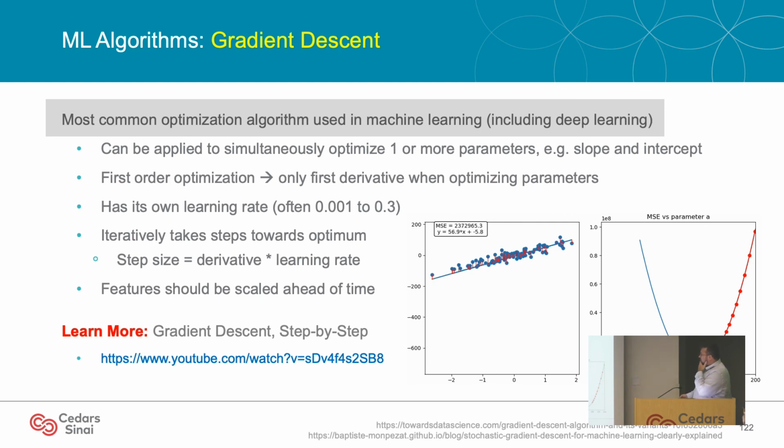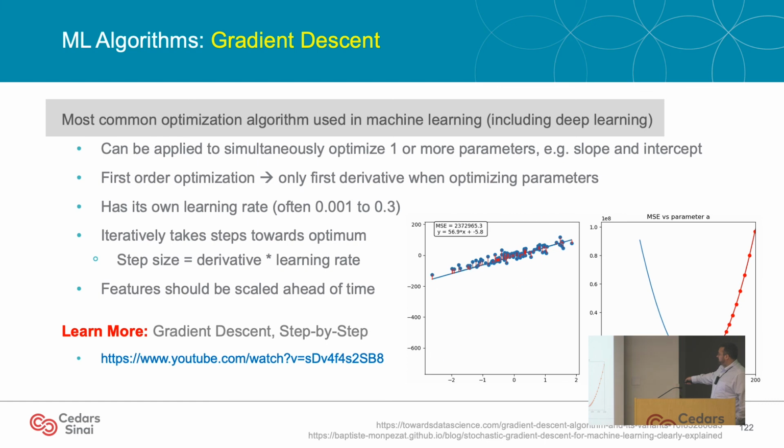So notably, gradient descent is what we call first order optimization. We're only using the first derivative when optimizing parameters. And gradient descent has its own hyperparameter, its own learning rate. Basically, this determines how big a step it makes each time.